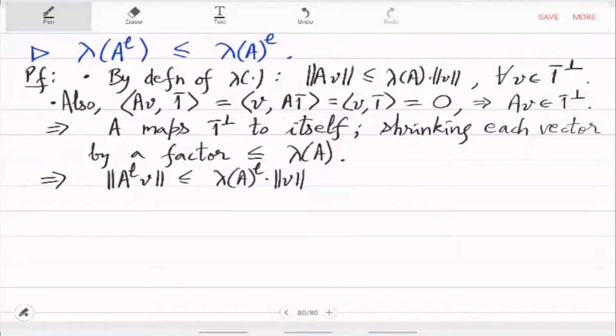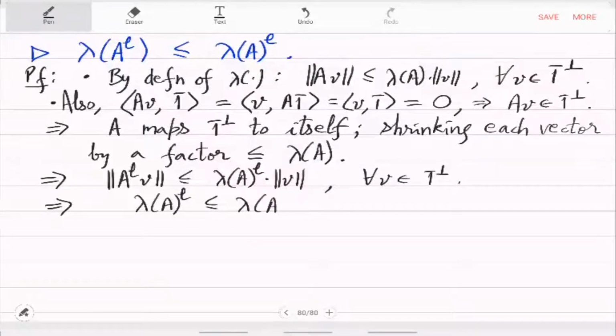For every V in 1 bar orthogonal, this means that lambda of A to the L is at most this factor that you have shown above. Okay, so this lambda norm of A to the L doesn't exceed the Lth power of the norm. That is what we wanted to show.